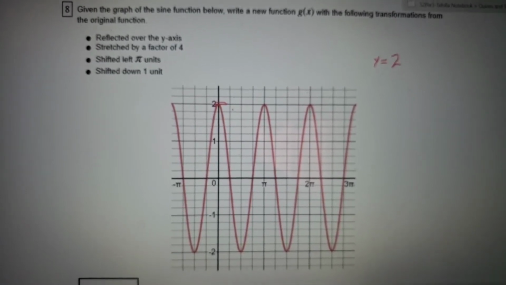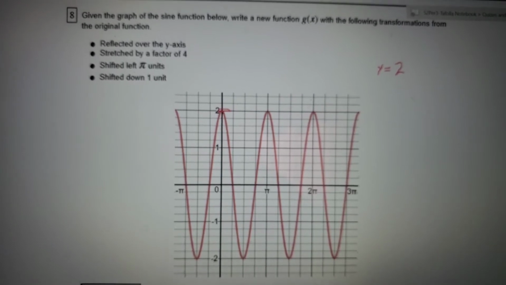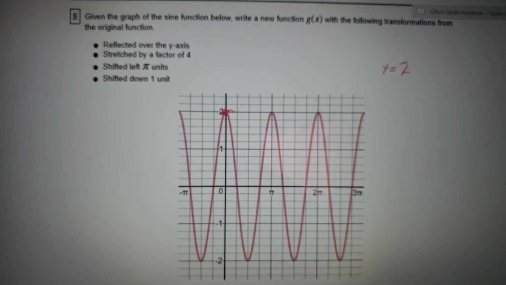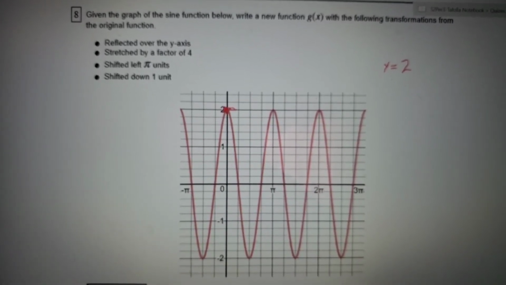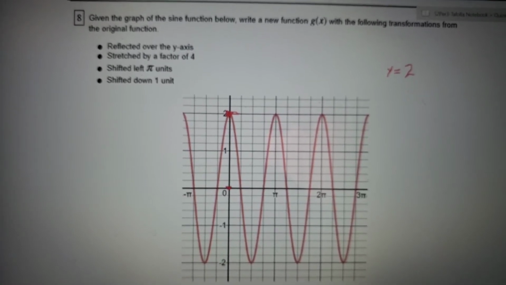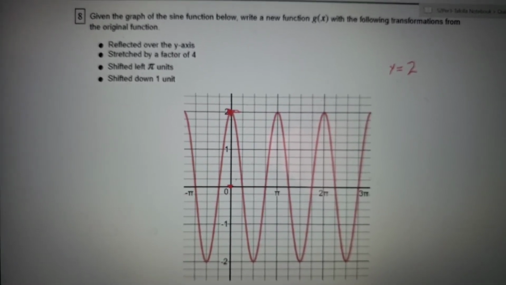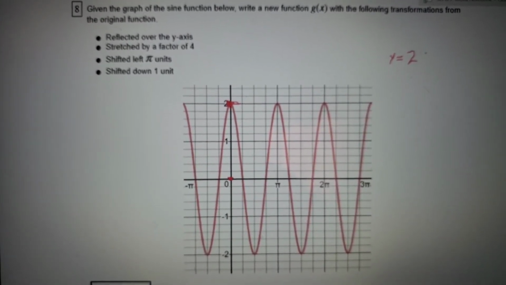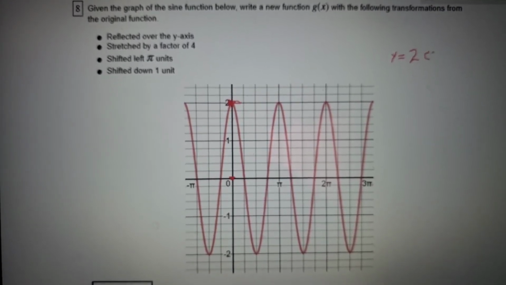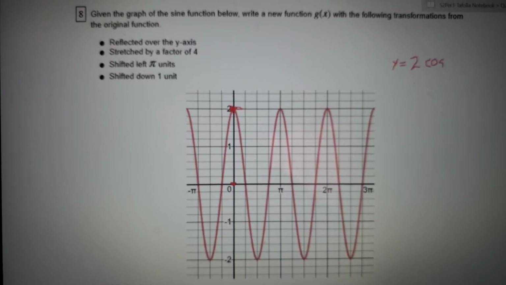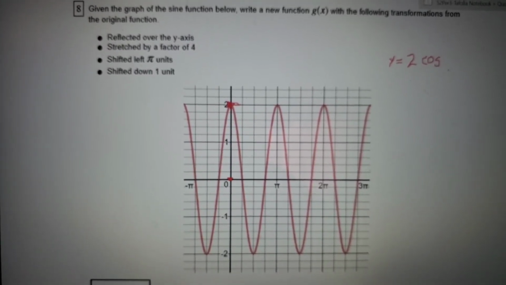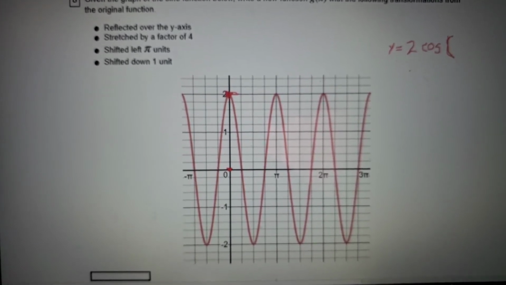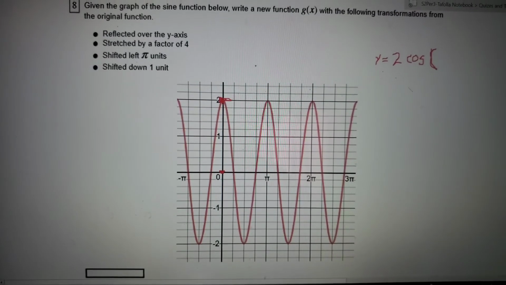Okay, and I see that this is a graph of cosine, because cosine starts up here on the highest point. Sine begins at the center. So if it started at the center, this would be sine, but because it starts over here, this is a cosine. So this is the graph of a cosine function. There you go, 2 cosine. Let's open up parentheses.